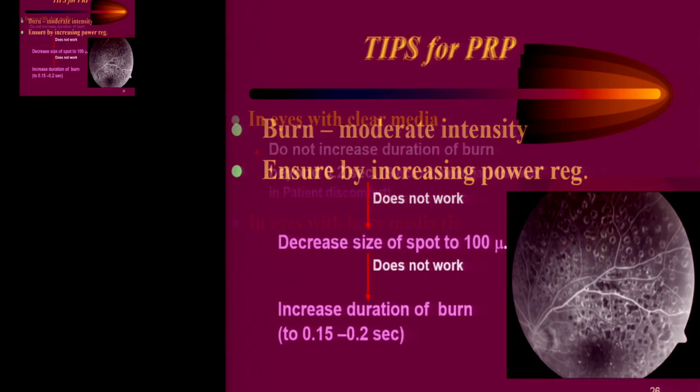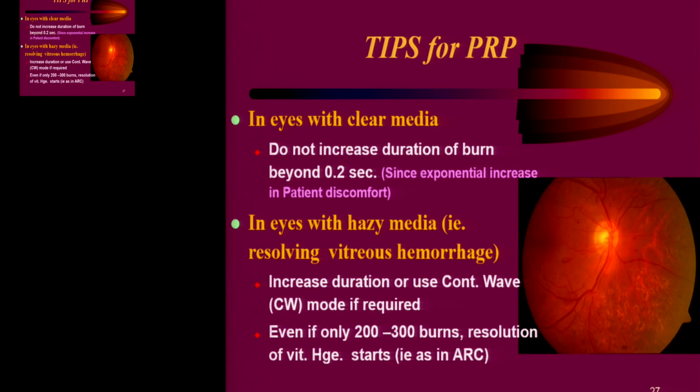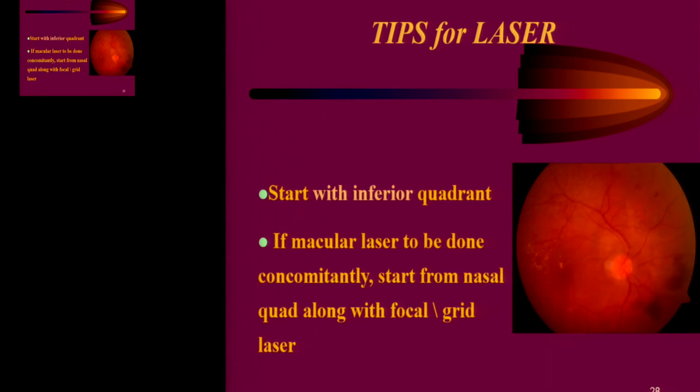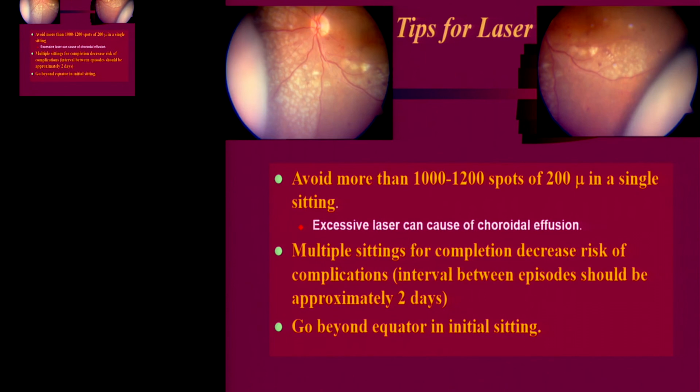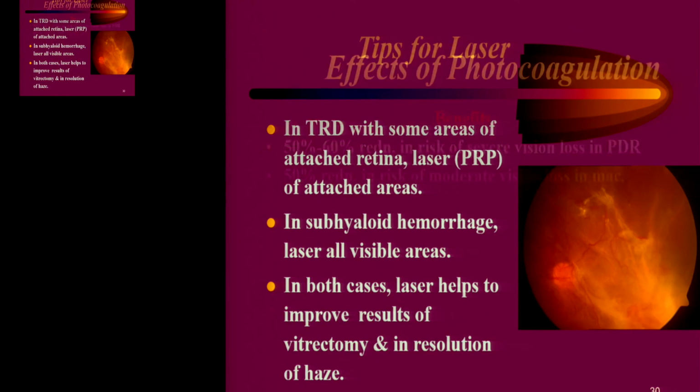In case your burn is not coming, initially increase the power. If the power doesn't work, increase the duration. Try to avoid going beyond 0.2 seconds because it becomes painful for the patient. And of course, try to start with the inferior quadrant so that if it bleeds, at least that quadrant has been covered. This is what happens if you do too much in one go, and especially if you use too intense burns. So be careful about the intensity of the burns. We don't want more than grade 3 burns in these patients.